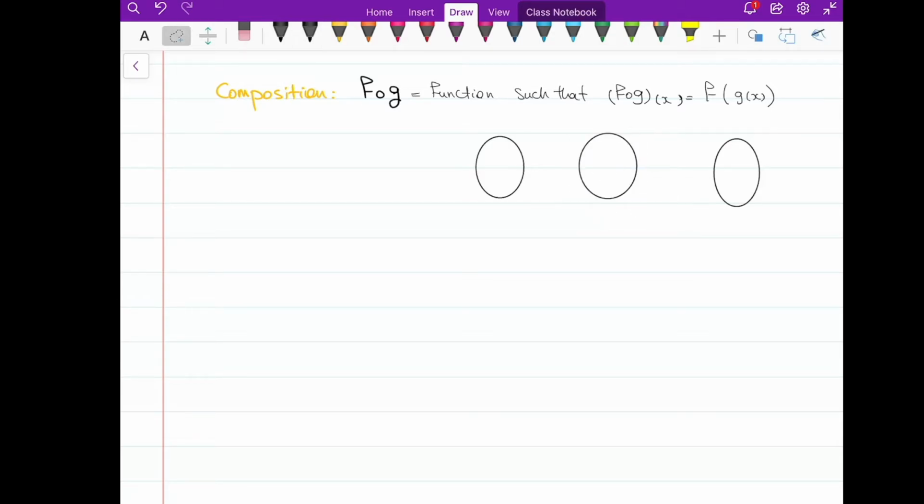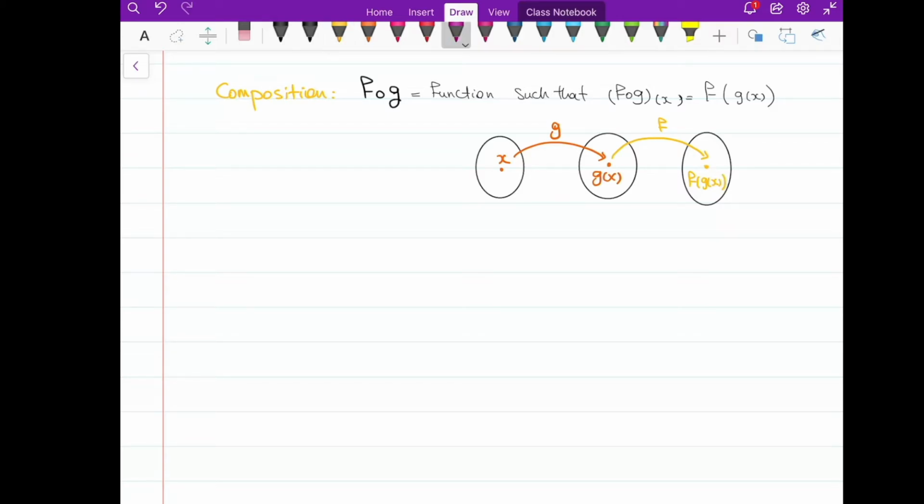You see how it works is that if I have any point x, I'm going to bring it to g. I'm going to use the function g, and it's going to give g of x, and then the function f is going to act on g of x, and then it's going to give me f of g of x.